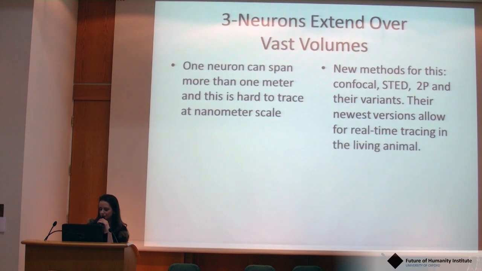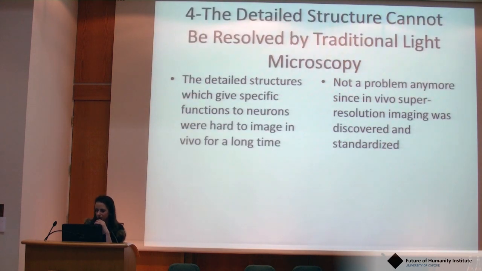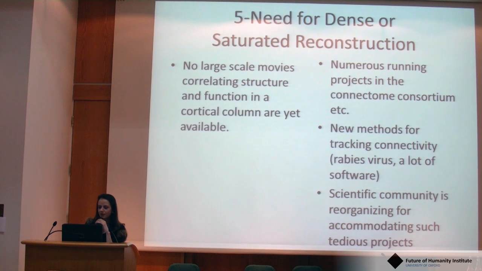Problem number 4, the detailed structure that cannot be resolved by traditional light microscopy. Again, the same thing as in the previous slide, there are new methods which are made specifically for this. So in vivo super resolution is now standardized, not really a problem anymore. Finally, the need for denser saturated reconstruction.